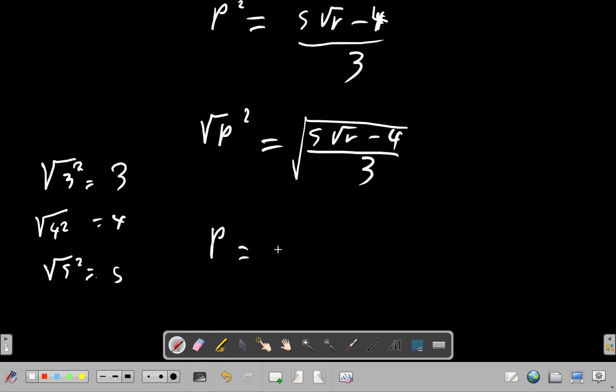So p equals the square root of s square root of r minus 4 divided by 3. So there you have it.